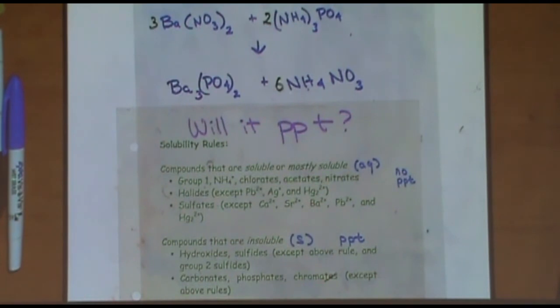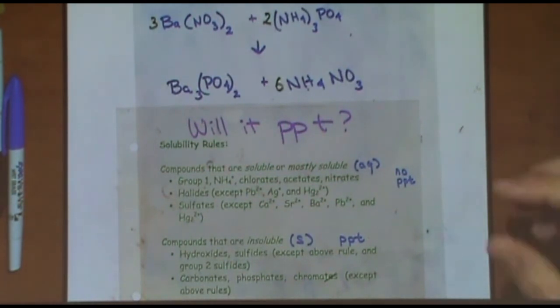Okay, let me explain the second bullet. Halides are normally aqueous. There are 3 common exceptions. A lead-2 halide, like lead-2 chloride, is a solid. Or silver-1 chloride, for example, solid. Or mercury, is that mercury 1 or 2? Mercury 1 chloride, for example, that'd also be a solid. But any other cation with a chlorine would be aqueous. That's how that second bullet works.